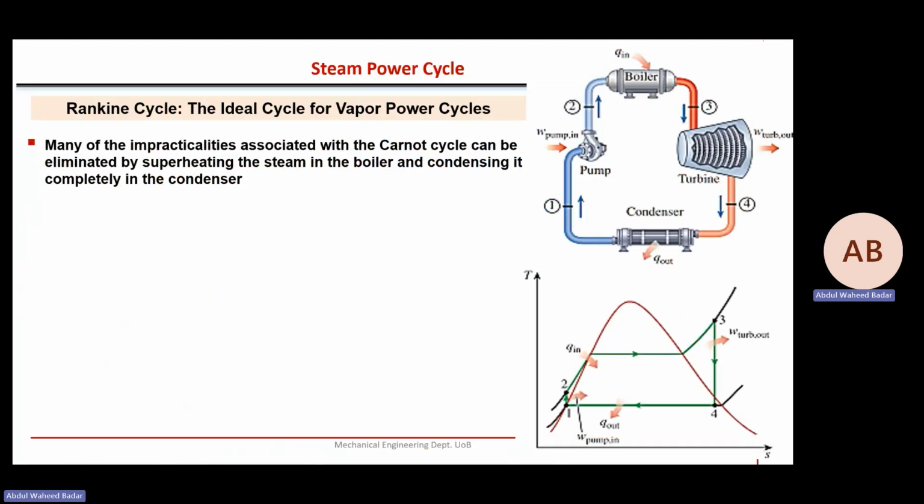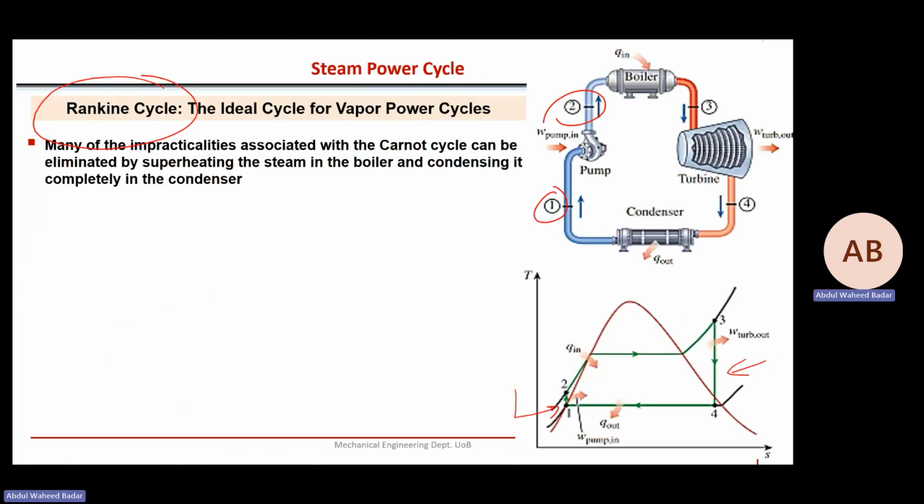So that's why we have made changes in the Carnot cycle to make it a more practical one. That practical cycle is the one which we call the Rankine cycle, the basic Rankine cycle. So 1 to 2 is still the ideal Rankine cycle. I will name it as the ideal Rankine cycle.